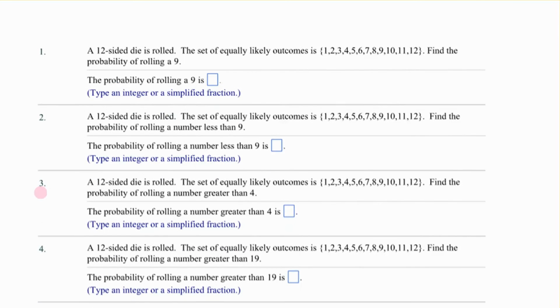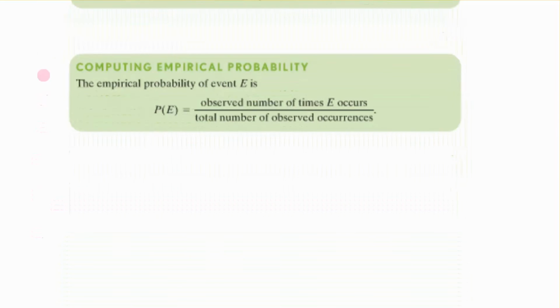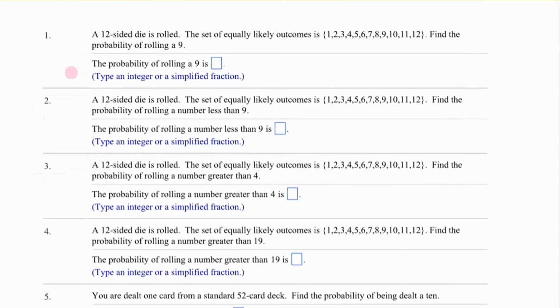All right, we're going to use theoretical probability on the first few problems. Problem number 1. It says if a 12-sided die is rolled, the set of equally likely outcomes is 1, 2, 3, 4, 5, 6, 7, and so on. This is the sample space. That is everything that can happen. Find the probability of rolling a 9.